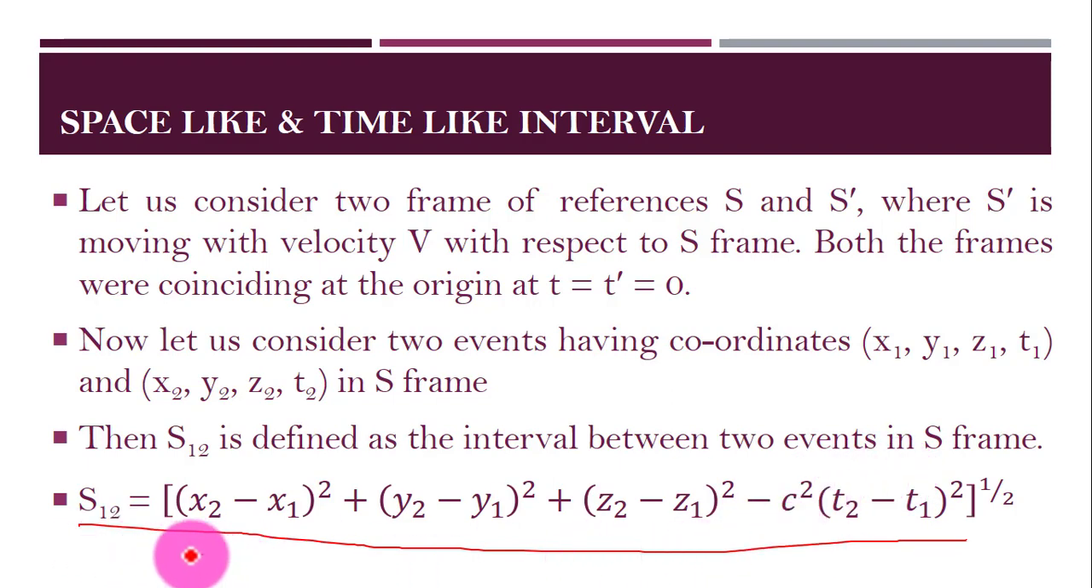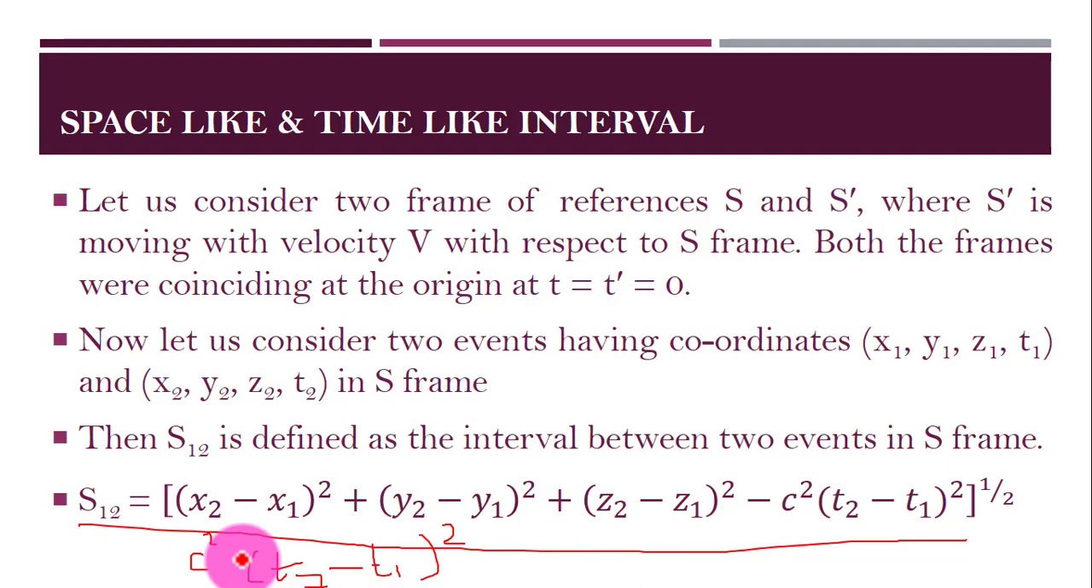You can write the c square term as positive, that is c square (t2 minus t1) square, and the whole term which lies below is taken as negative. So the interval will be defined as S12 equal to the square root of c square (t2 minus t1) whole square minus (x2 minus x1) square minus (y2 minus y1) square minus (z2 minus z1) square. This notation is also not incorrect.